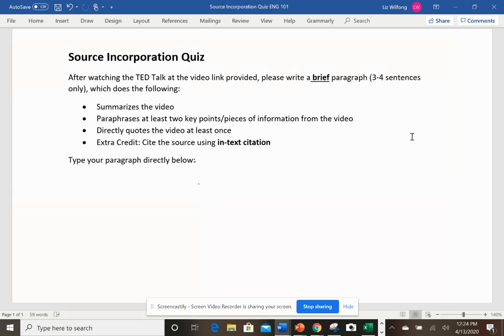Okay. So if you have any questions about any of this as you're working, please let me know. Come to my office hours or send me an email or whatever.